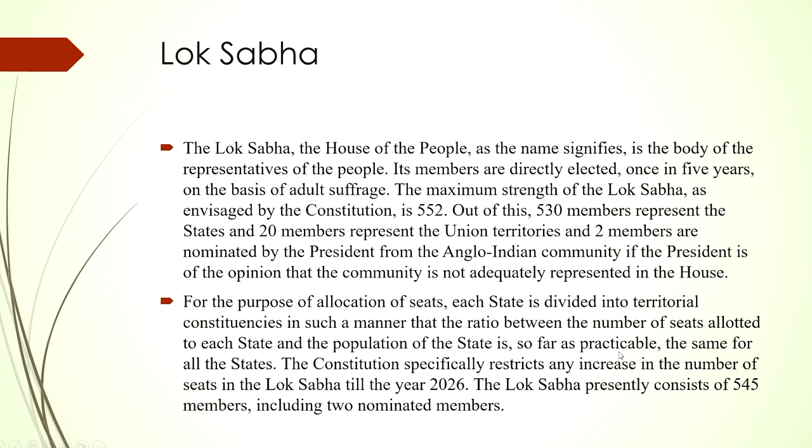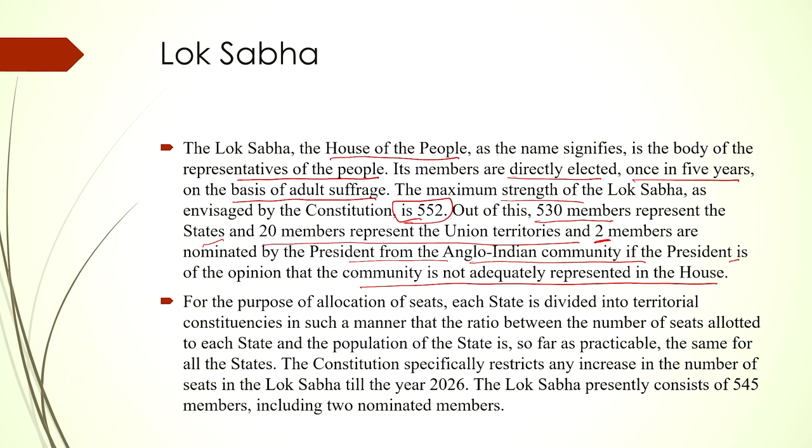If you look into the composition of Lok Sabha, we find that Lok Sabha, as the house of the people, as its name signifies, is the body of representatives of the people. Its members are directly elected once in 5 years on the basis of adult suffrage. The maximum strength of the Lok Sabha as envisaged by the constitution is 552, out of which 530 members represent the states, 20 members are from union territories and 2 members are nominated by the president from the Anglo-Indian community if the president is of the opinion that the community is not adequately represented in the house.